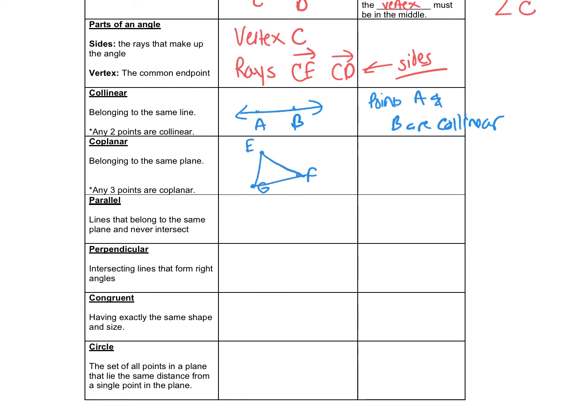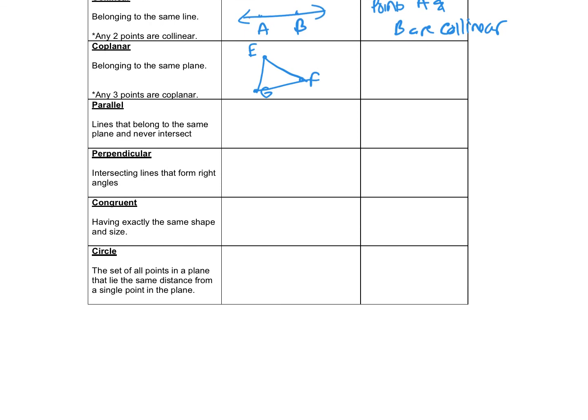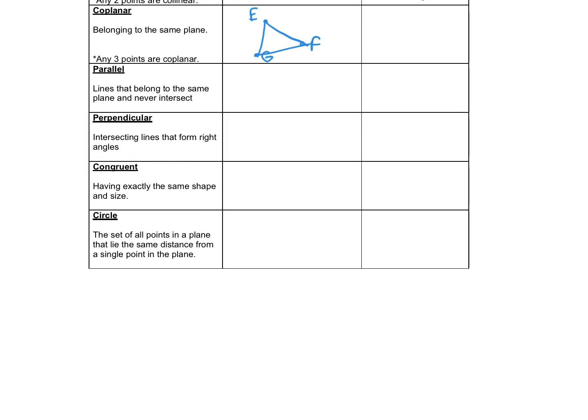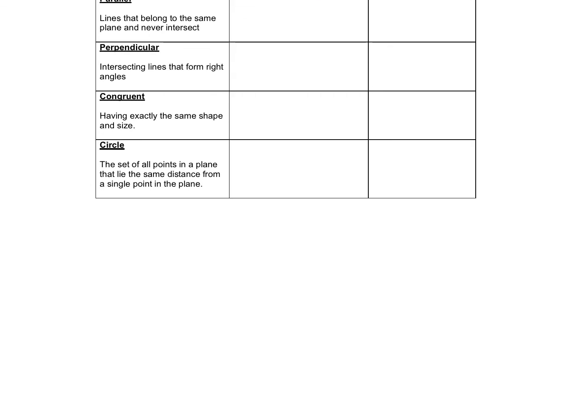Any 3 points can make a plane. Okay? And then we already talked about parallel and perpendicular lines. Parallel lines are lines that belong to the same plane and never intersect. Perpendicular lines form a right angle. And then a last one that we didn't talk about is congruent. You will see that word used a lot. Congruent means it has the exact same size and shape. So two angles or two pictures can be congruent as long as they have the exact same size and shape.